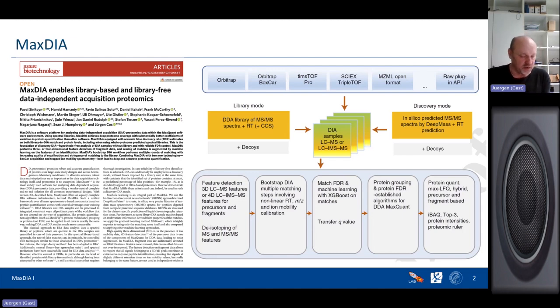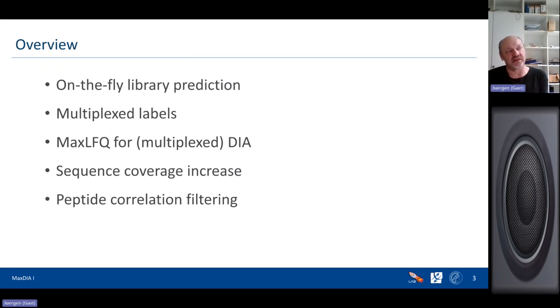So, okay, so what exactly are the topics of today? So there are 5 things that I want to talk about that are recent additions to the MaxQuant DIA workflow, and that in particular also pertain to the multiplexed DIA data analysis in MaxQuant. And so these are these 5 things here.